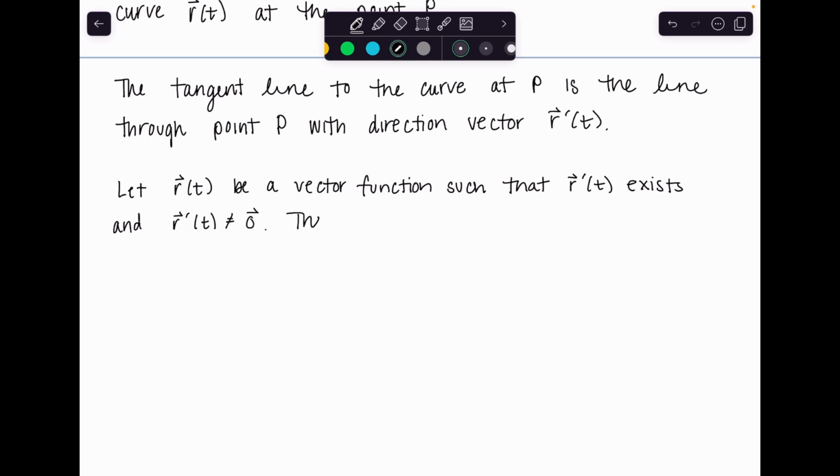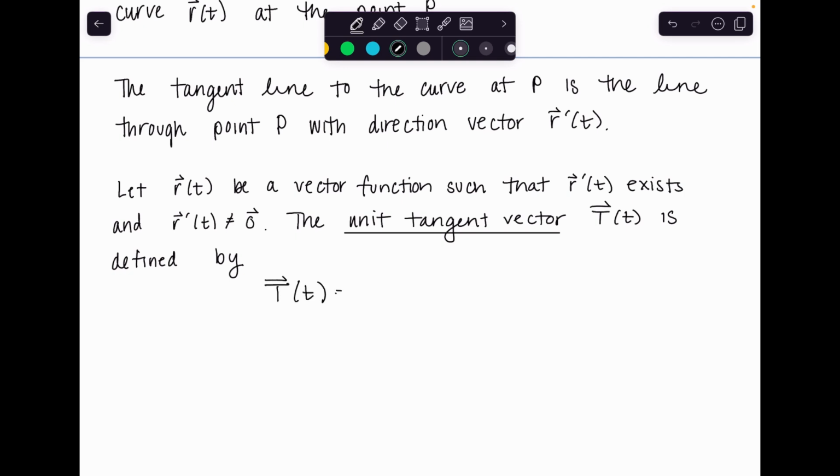Then the unit tangent vector is denoted by capital T of little t. This is defined by the following. The unit tangent vector is exactly the tangent vector divided by the length of this vector. Because remember, that's how we make it a unit vector. And this is why we want this to not be the zero vector, because I don't want the length to be zero, so I'm avoiding dividing by zero.